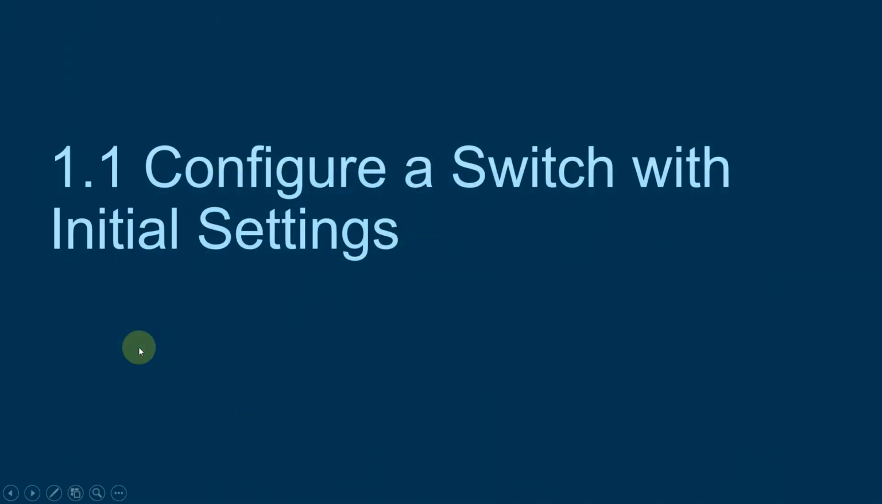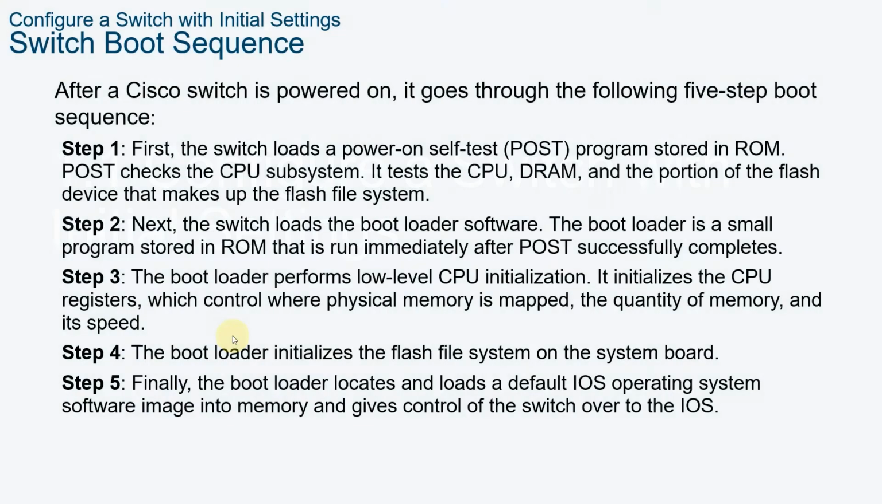Let's start with the first section, configuring a switch with initial settings. Before you can configure a switch, you need to turn it on and allow it to go through the 5-step boot sequence. After a Cisco switch is powered on, it goes through the following 5-step boot sequence. First, your switch will perform POST, or power-on self-test.